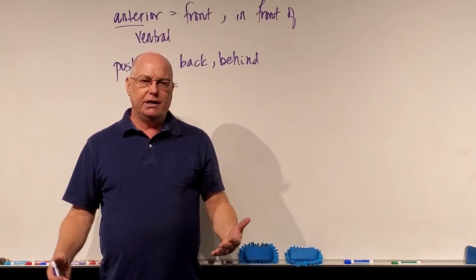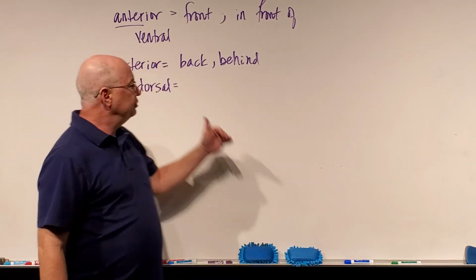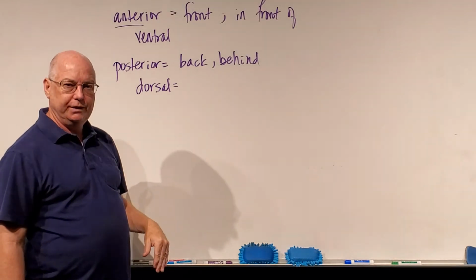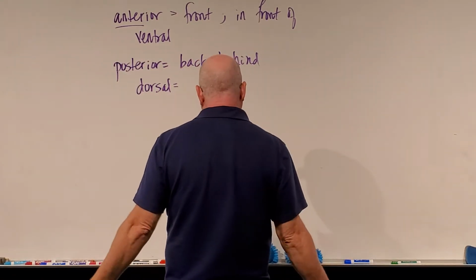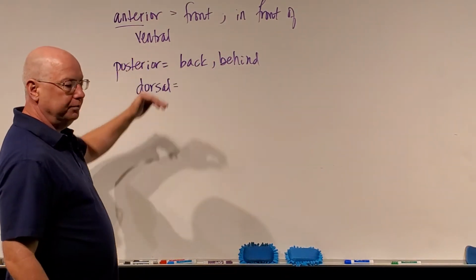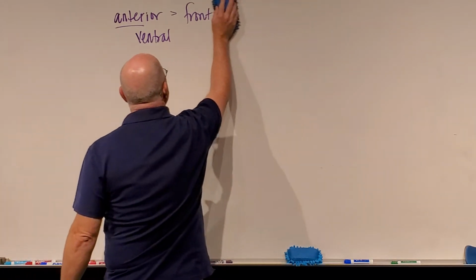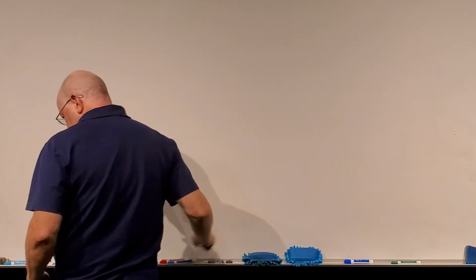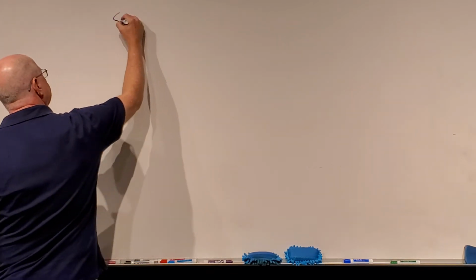On a dog or a cat or a horse, you don't have anterior and posterior. You simply have ventral and dorsal. Okay? So anterior or ventral, posterior or dorsal. Okay? Now, they mean the same thing, front or back. The next two terms that we can discuss are going to be this. Okay? We're going to use the terms superior and inferior.